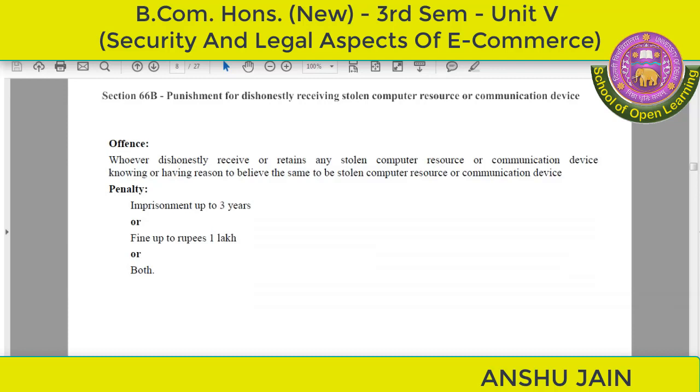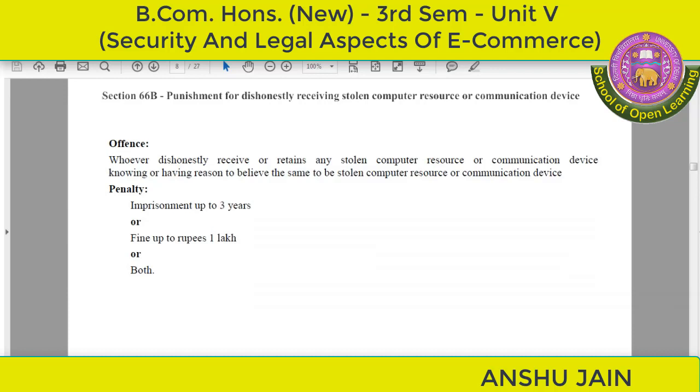66B talks about the punishment for dishonestly receiving stolen computer resource or communication device. अब किसी ने चोरी की मशीन की सिस्टम कंप्यूटर चुरा लिया और उसको आगे बेच दिया, तो अगर चोरी किया हुआ सामान भी अगर आप खरीद रहे हो तो वो भी आपने एक तरीके से क्राइम किया है, आपको पनिशमेंट उसकी मिल सकती है अगर आप पकड़े जा रहे हो.